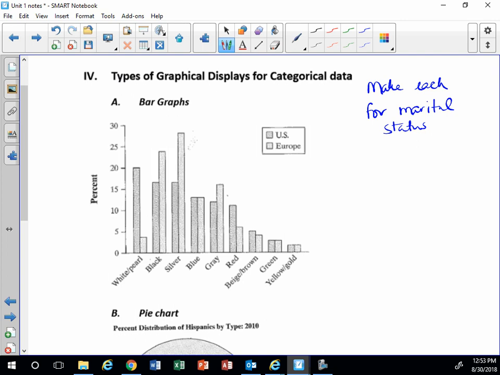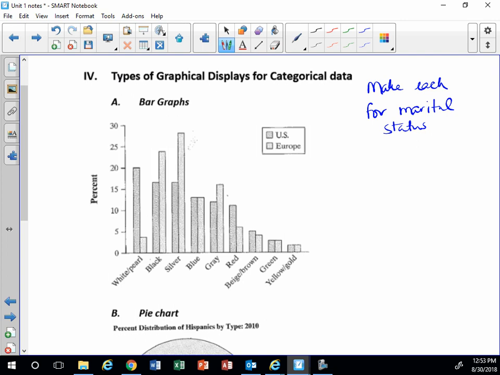Do you know what I mean? I want you to make a bar graph and I want you to make a pie chart. Does that make sense? Okay. They'll be fairly simple because there's not a lot of categories within marital status and not a lot of people either. You're really looking at 10.